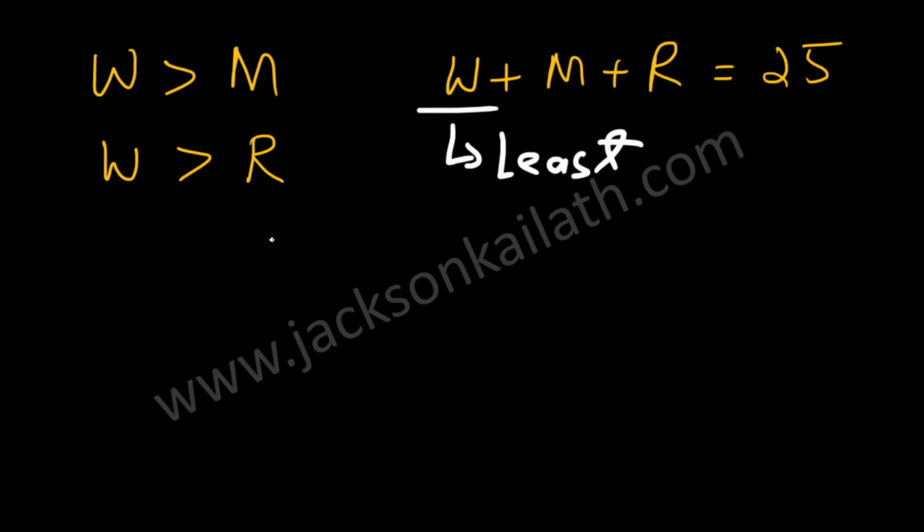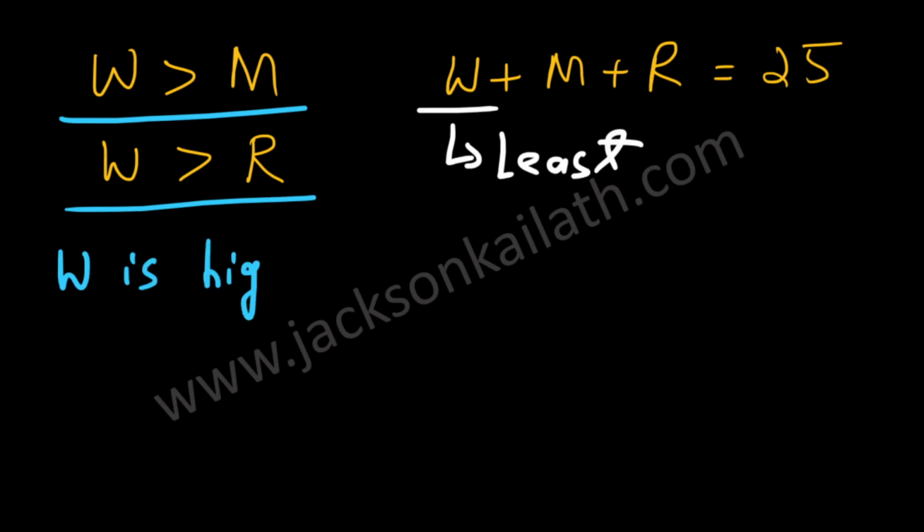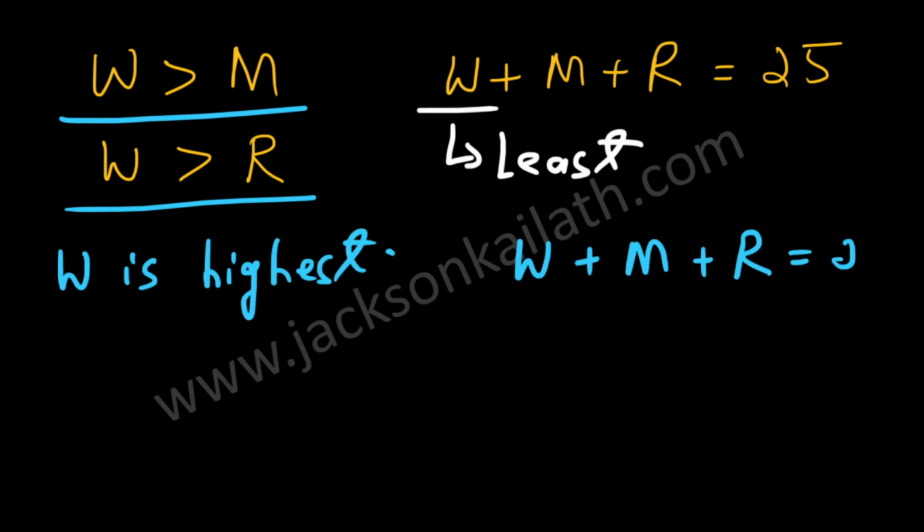Now, we need to find out the least possible number of crates of W. So what is the least value that W can take such that this condition is satisfied? Because of these two conditions, W is greater than M and W is greater than R. So among these three, W has to be the greatest. Now, W plus M plus R is equal to 25.